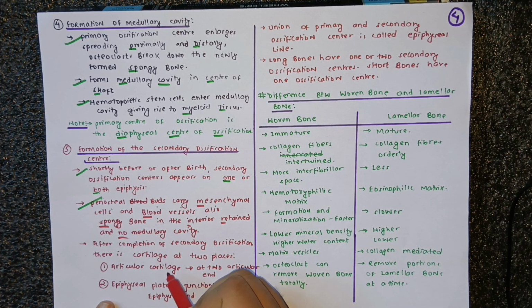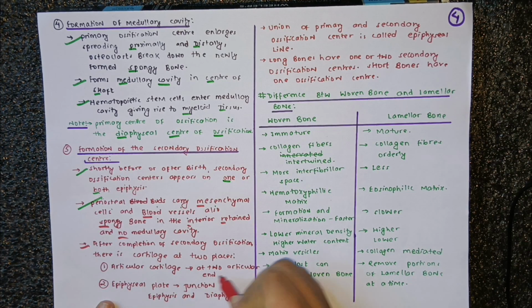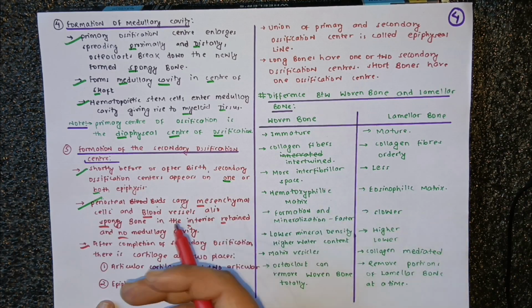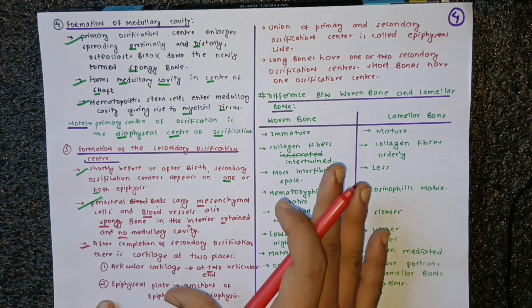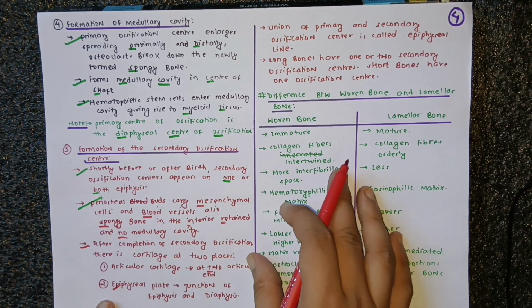Okay, so articular cartilage, epiphyseal cartilage. After the completion of the secondary ossification center, one is articular cartilage at both articular ends, and the other is the epiphyseal plate. The epiphyseal plate is the junction of the epiphysis and diaphysis, and it is responsible for growing the length of the bone. So the epiphyseal plate is significant for that purpose.